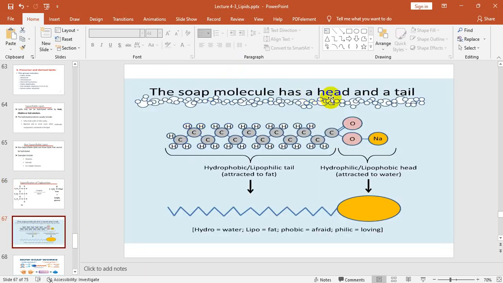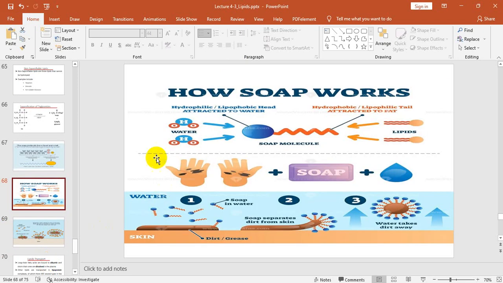The soap molecule has a head and a tail. So this is the head of the soap molecule, and it is hydrophilic, and this is the tail. So this is the tail, the fatty acid tail, and the phosphate or sodium group. So this is how a soap removes dirt from the skin.